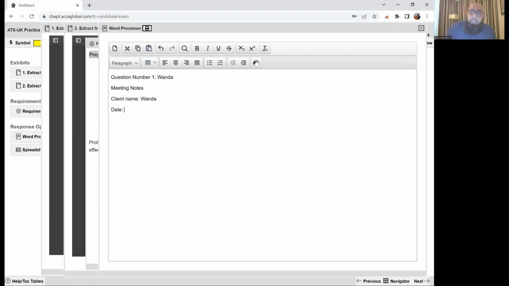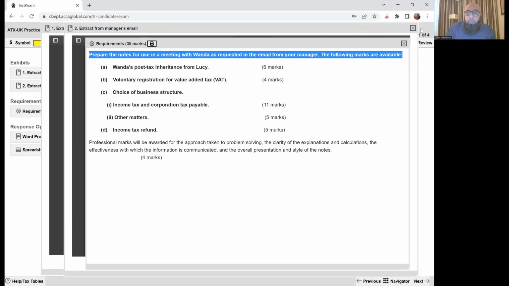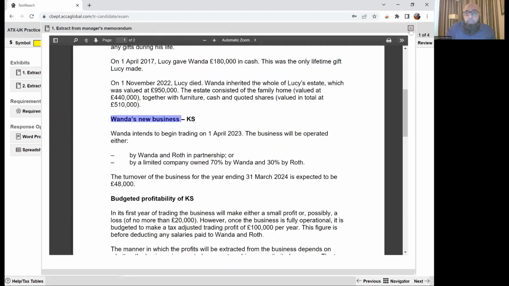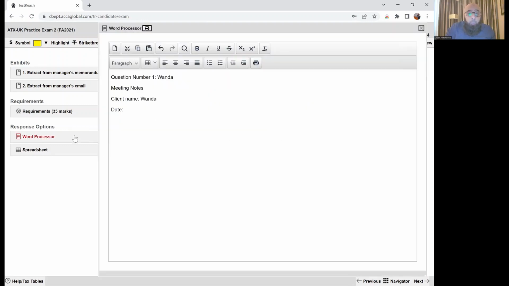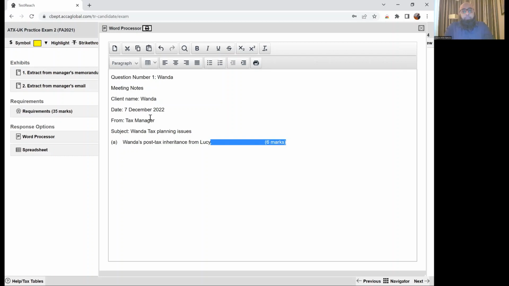Date, what is the date? The date was given on the first screen, if you remember. Today's date is 7th December 2022. The date is 7th December 2022 from tax manager. Okay. Subject, Venda tax planning issues. Okay. And this is the first requirement.